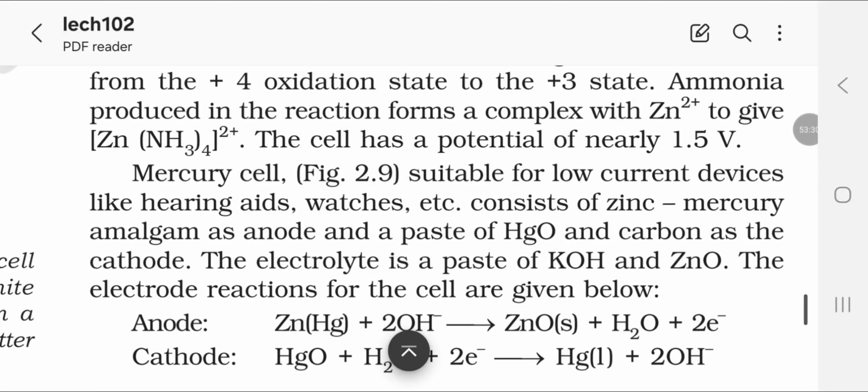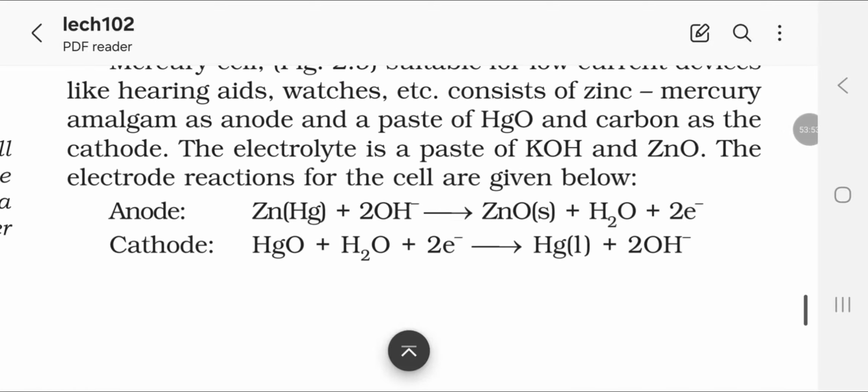Mercury cells, suitable for low current devices like hearing aids, watches, etc., consist of zinc-mercury amalgam as the anode and a paste of HgO and carbon as the cathode. The electrolyte is a paste of KOH and ZnO. The electrode reactions for the cell are given below. At the anode, Zn plus 2 OH- gives out ZnO plus water plus 2 electrons. At the cathode, HgO plus water plus 2 electrons gives out Hg plus 2 OH-.